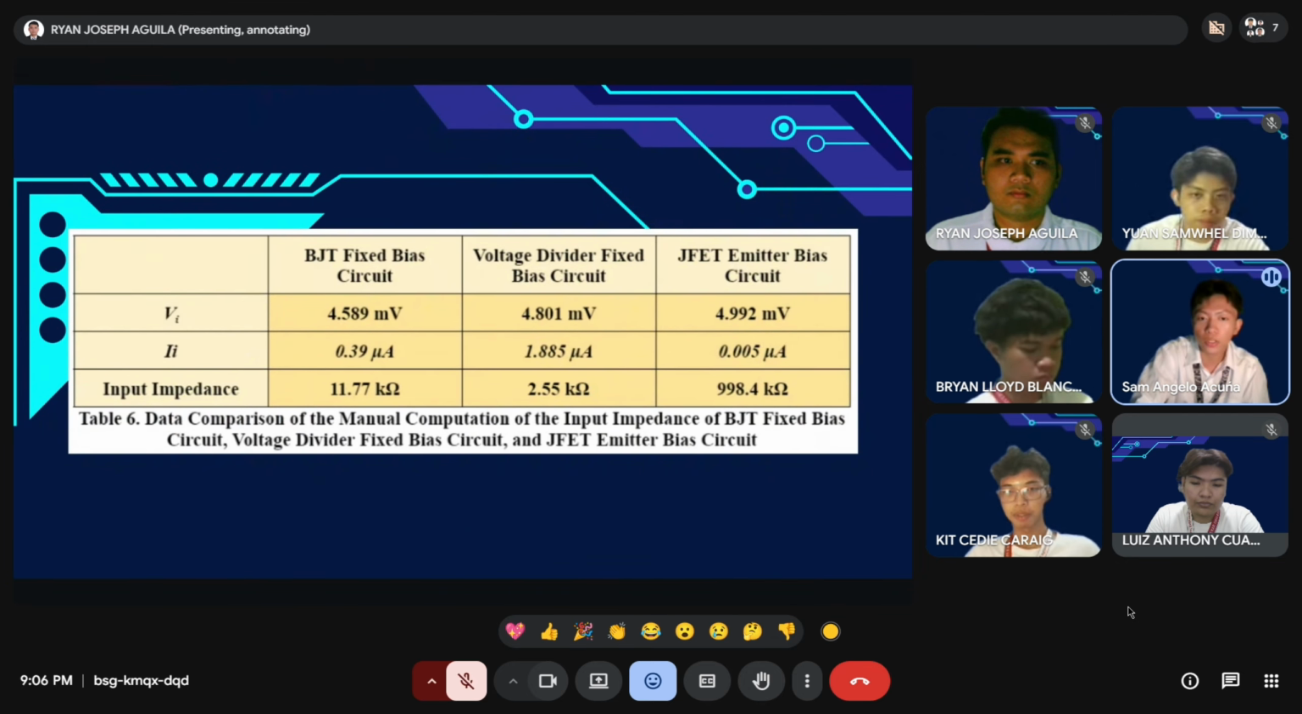The comparison, consequently, shows this circuit has the lowest input impedance at 2.55 kilo ohms, because the emitter is bypassed and there is no swamping effect to increase the base resistance, and the parallel combination of the bias resistors further pulls the total impedance down.